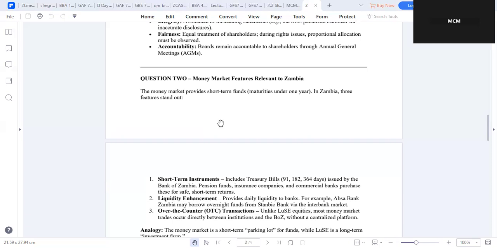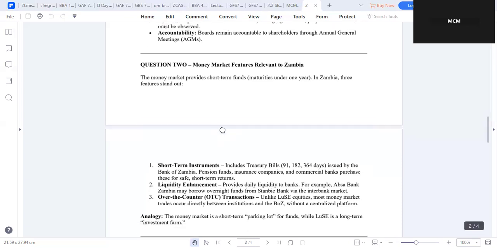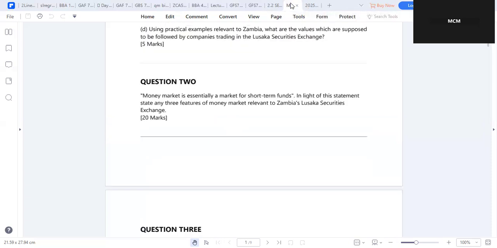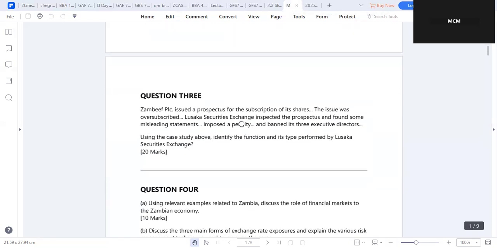The other feature of the money market is that of OTC transactions. So unlike the Lusaka Stock Exchange, most money market trades occur directly between institutions and Bank of Zambia without any central platform. So here, money is short term, and LUSE is a capital market, so it's a long-term investment plan. That's a key difference.